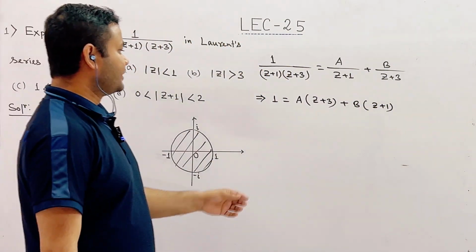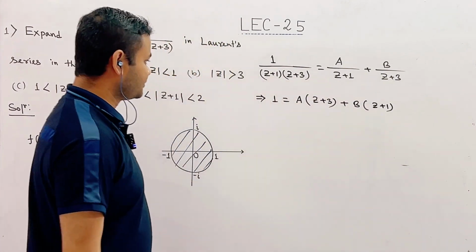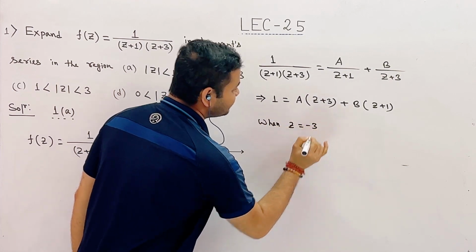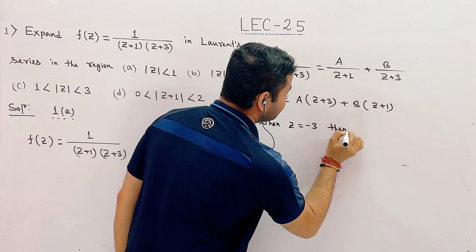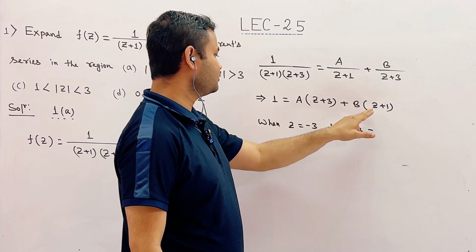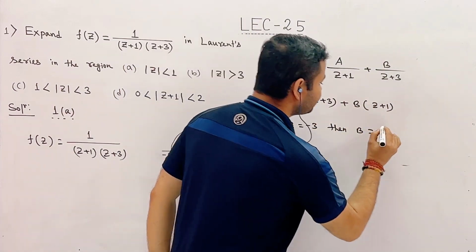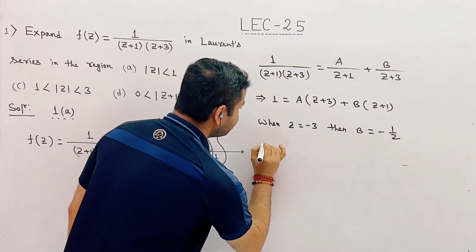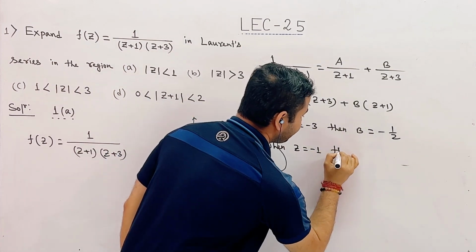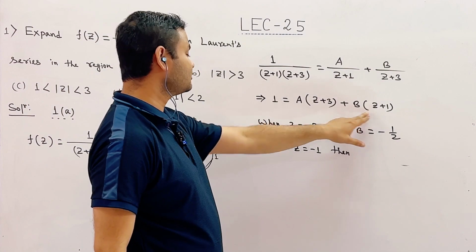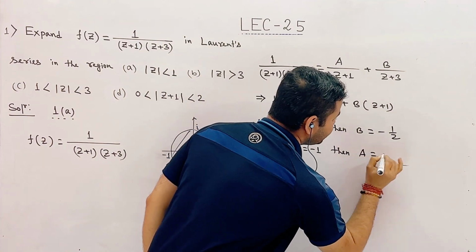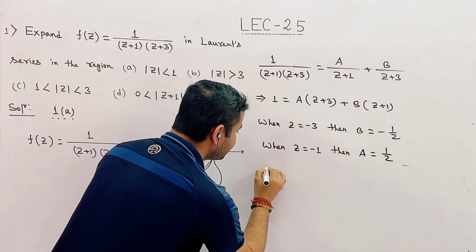Next we have to find out the value of a and b from this equation. So when z equal to minus 3, then this part will be cancelled out and b into (minus 3 plus 1) is minus 2, so therefore b will be minus half. Again when z equal to minus 1, then this part will be cancelled out, so minus 1 plus 3 means 2, so a will be equal to 1 by 2.